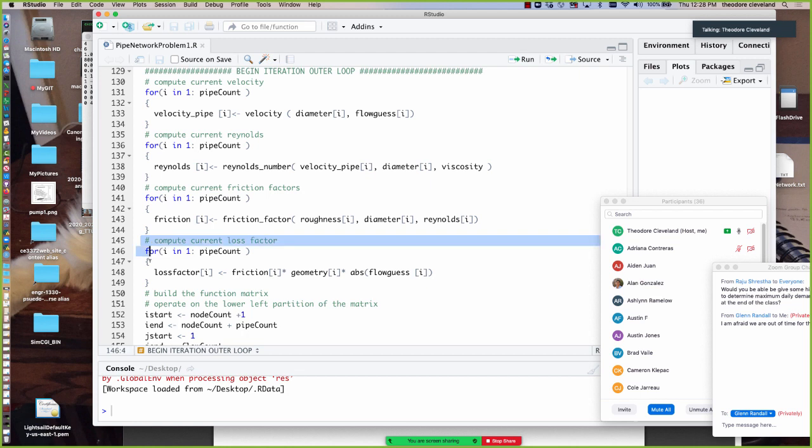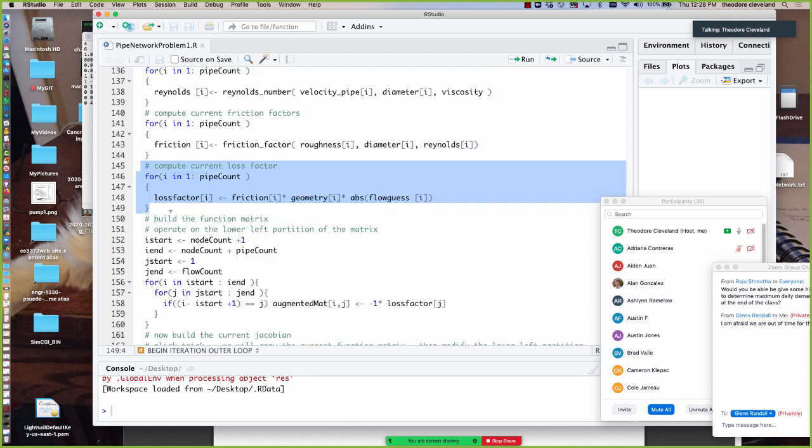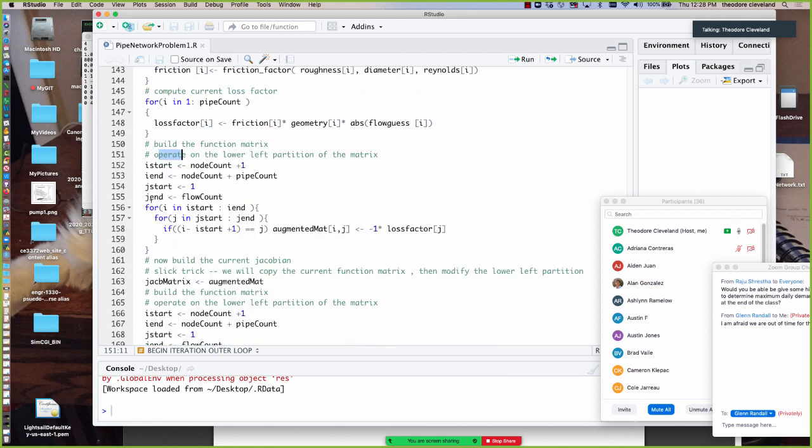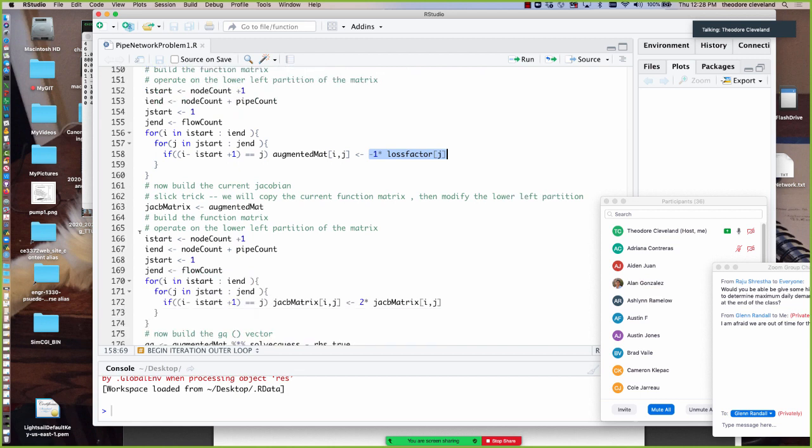Then we compute the current loss factor. That's the capital L in the matrix. Then we build the function matrix by operating on the lower left partition. And in the lower left partition, here's where we put the cap L's. And all this is a double nested loop that's stepping through the correct rows and columns to put the loss factor in the correct place.